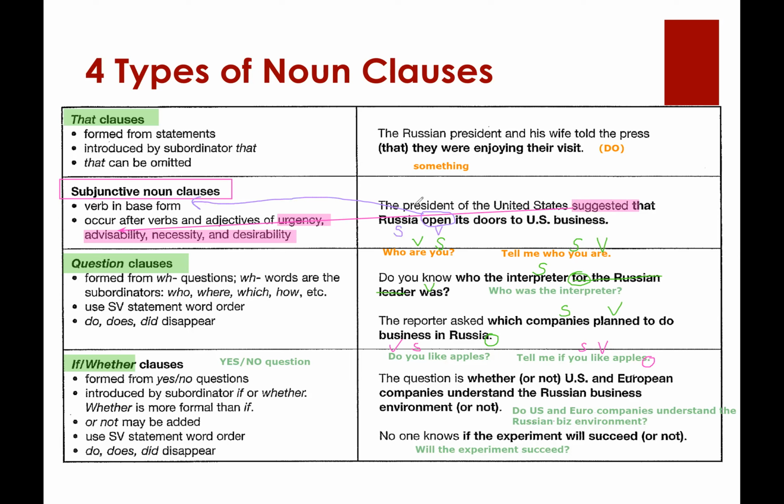And there is also another type of past tense subjunctive mood we will talk about later when we discuss the 4 types of conditionals. Okay, so that is a brief introduction to our noun clauses.